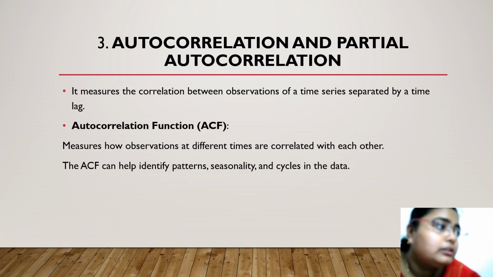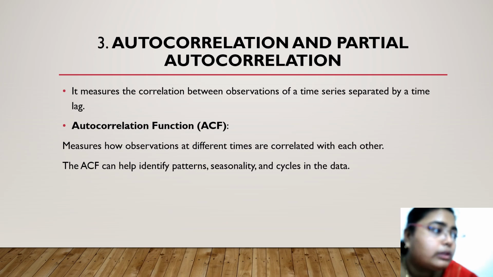Now the third point is autocorrelation and partial autocorrelation. Now correlation, we know it measures the correlation. Basically autocorrelation is a technique which measures the correlation, and correlation we have already seen. This correlation is measured by the process called autocorrelation, and it measures the correlation between observations of a time series separated by a time lag.